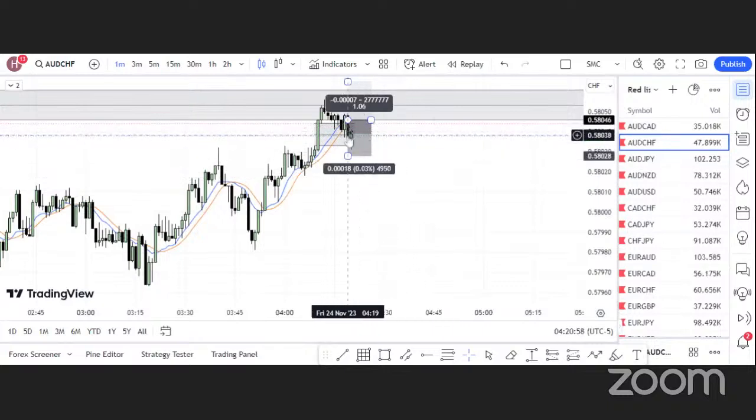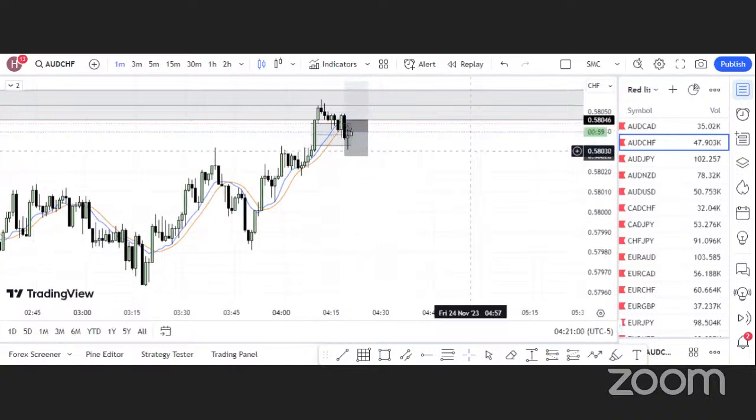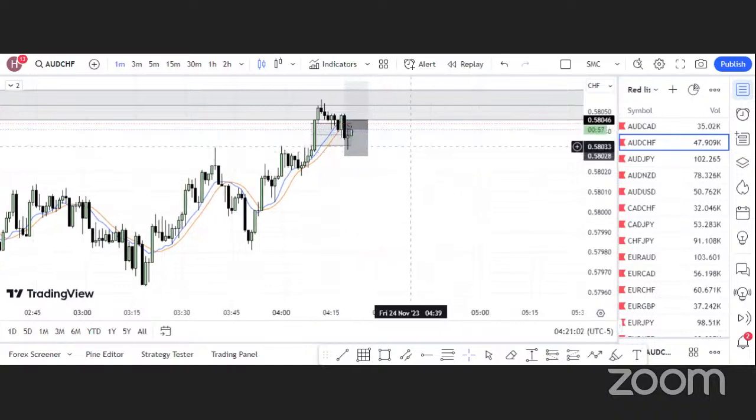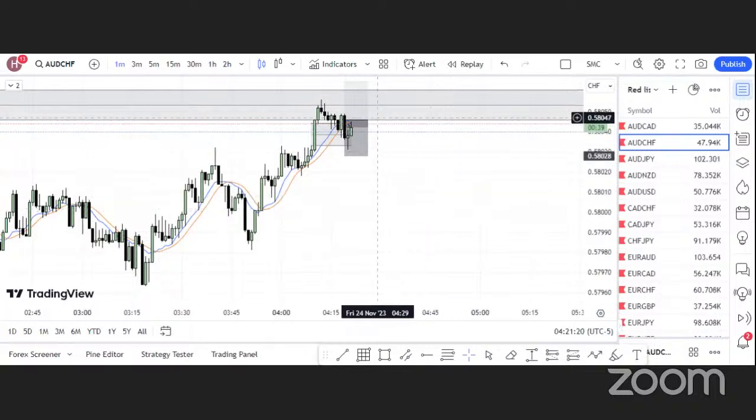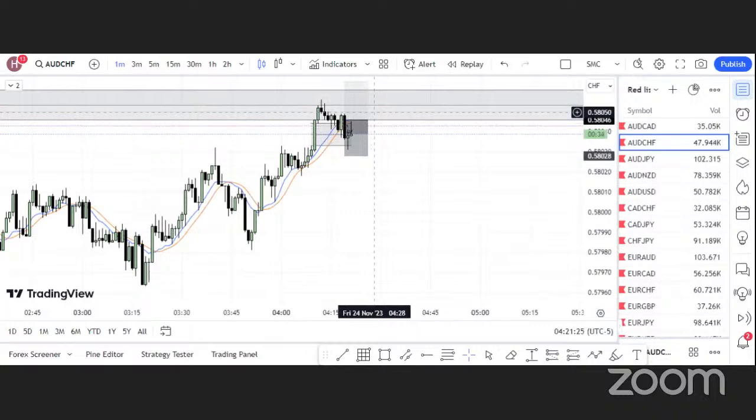So let's see if this is going to be respected. All right, the market hasn't touched our stop loss, so hopefully it goes up and gives us profit. Now I want a candle that will close above this area. If I don't get a candle closing above this area, we're going to go out of this trade.